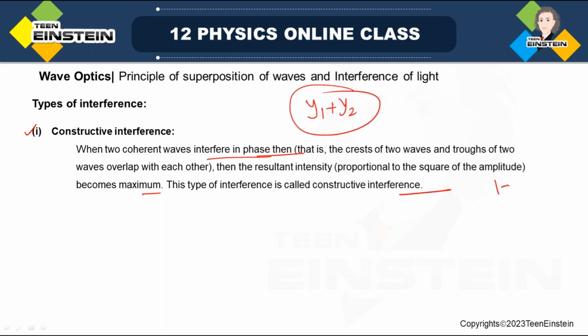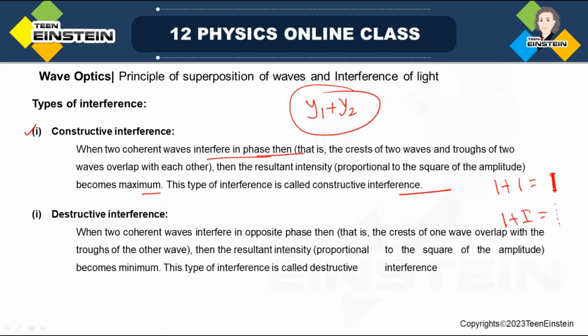That means light plus light produces light with increased intensity and brightness. But destructive interference means light plus light is darkness, or they produce minimum intensity. So destructive interference is when two coherent waves interfere in opposite phase.